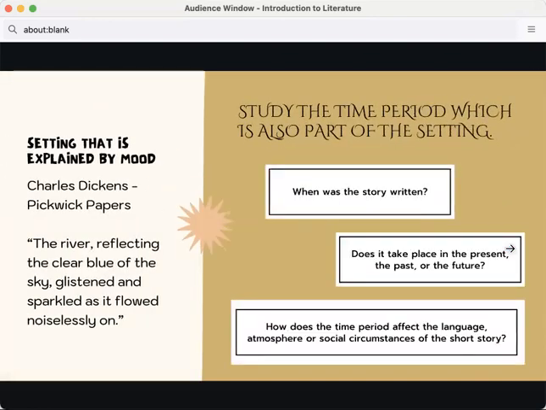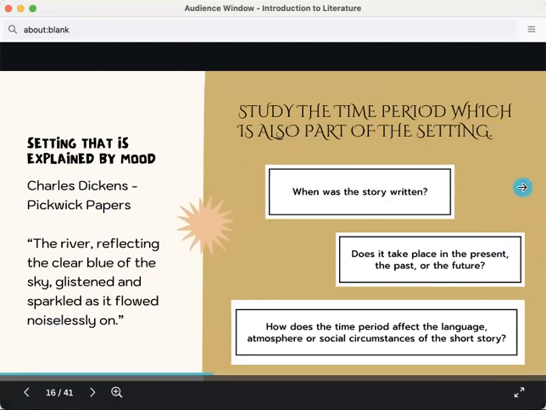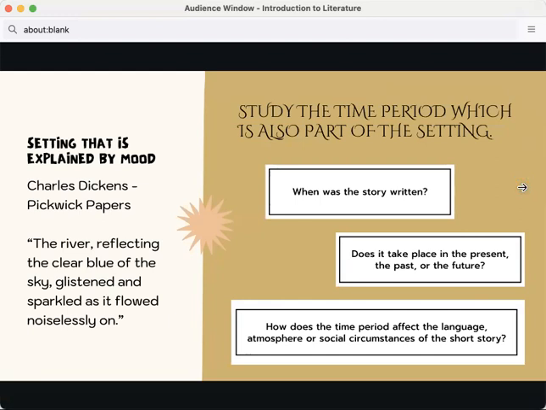Setting can also explain the mood. For example, in one work from Charles Dickens, the quotation mentions that the river, reflecting the clear blue of the sky, glistened and sparkled as it flowed noiselessly on. So in analyzing this quotation, we can try to find the mood that is built by the author, or maybe the mood that is felt by the character.